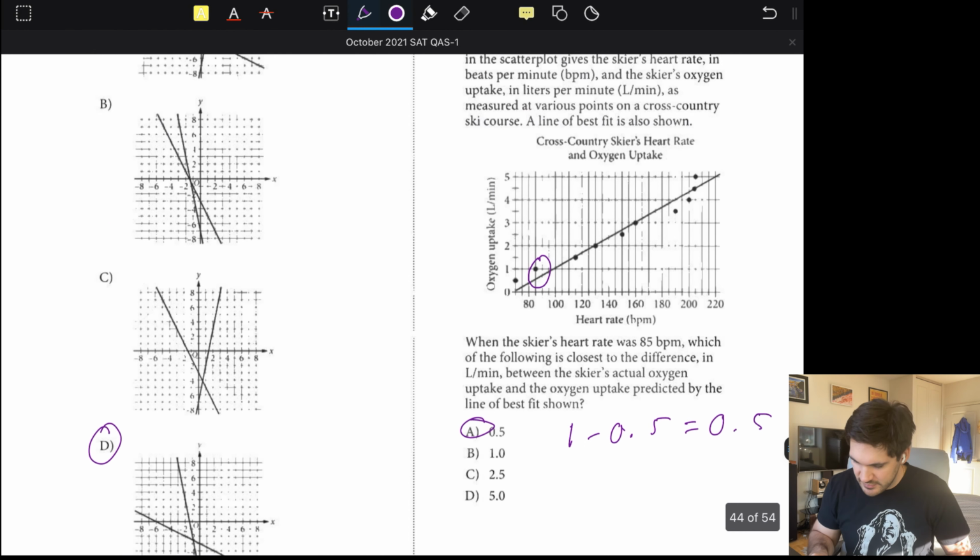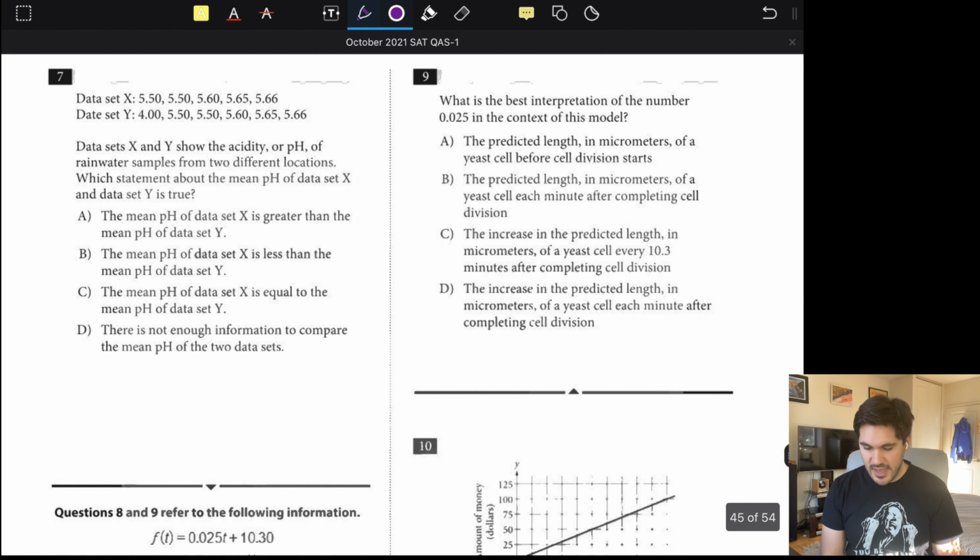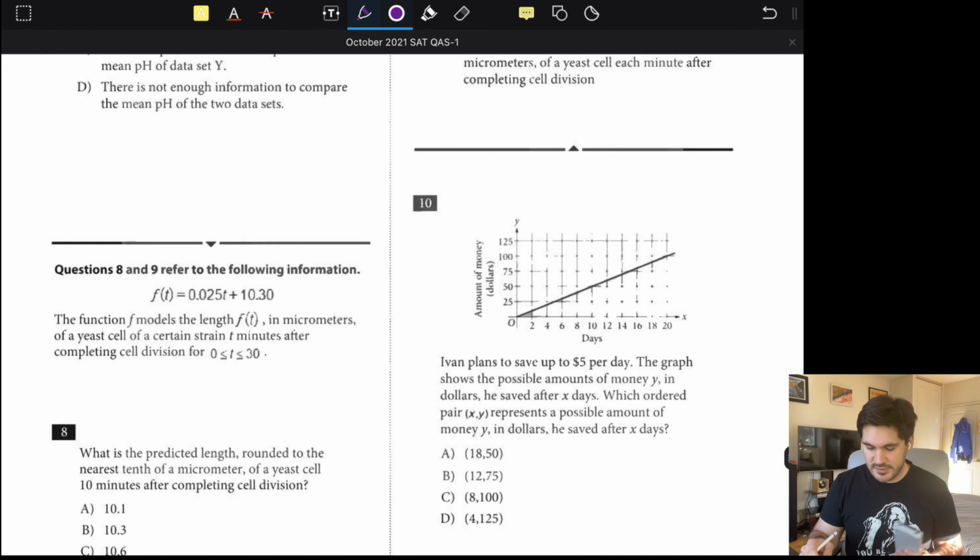Number 7, right? That was 6. Yes. Number 7. Okay, we want to know what is true about the means of each data set. To figure this out, just use your calculator and calculate the means of both of them. So once you calculate the actual means, what you're going to find is that the mean of set X is greater than the mean of set Y. So A would be the answer. To calculate the means, for set X, just add all the numbers together and divide by 5. For set Y, add all the numbers and divide by 6.